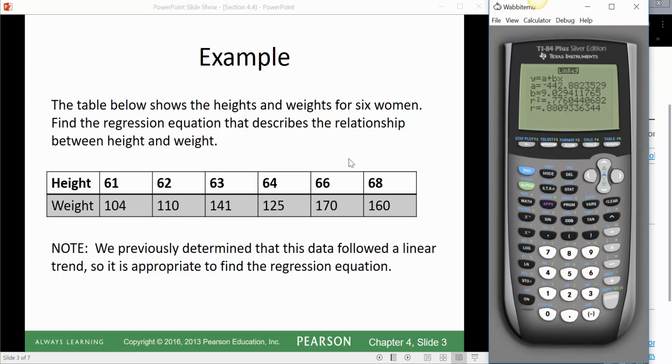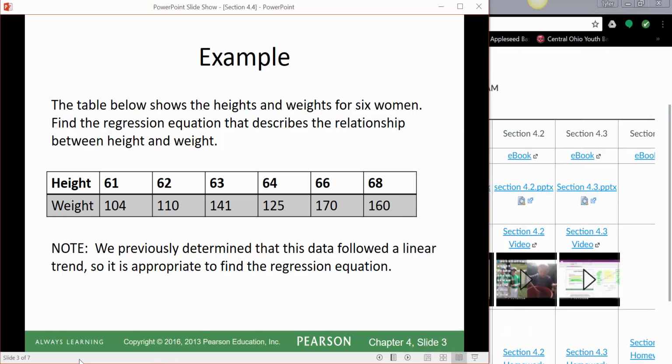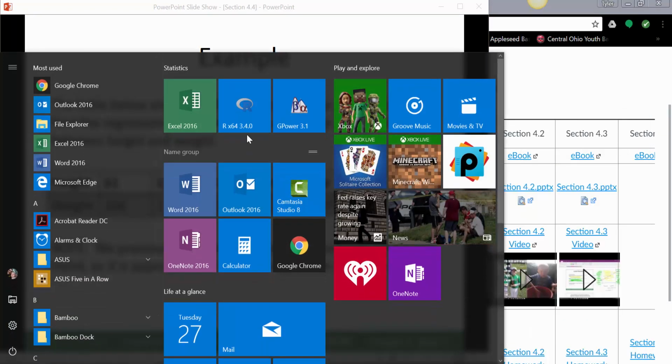So with this model, 77.6% of the variation in weight is explained by height. That's how you can find the r squared value and also interpret it. So now let's do this in R.